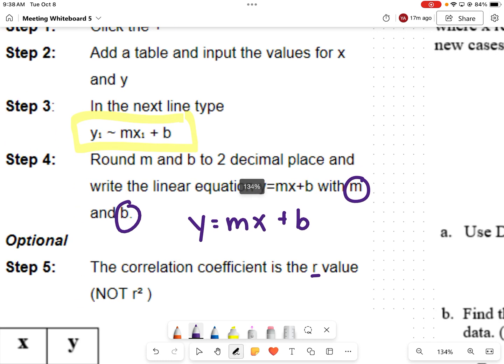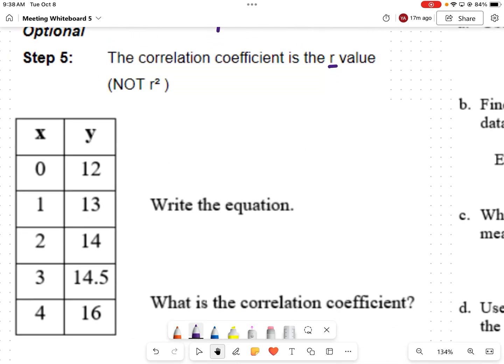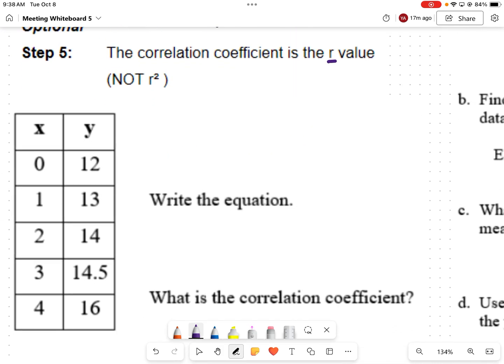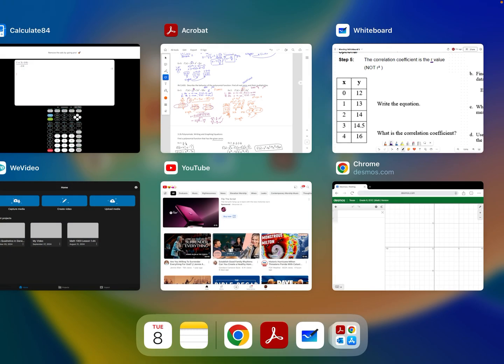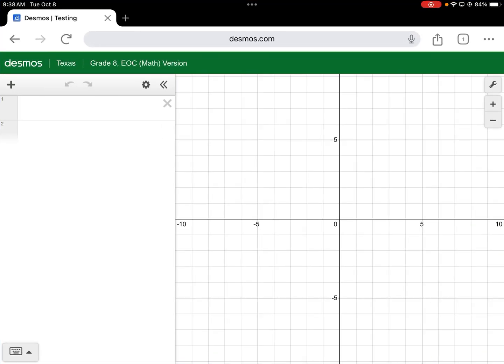Okay, so let's do our first one. Okay, so I want everybody to go to Desmos, and we're going to follow the steps. So the steps say push the plus button. So I'm going to go to my Desmos. I'm going to push the plus button. And I'm going to add a table. Make sure you're following along with me, doing this at the exact same time as I am. Push the table.